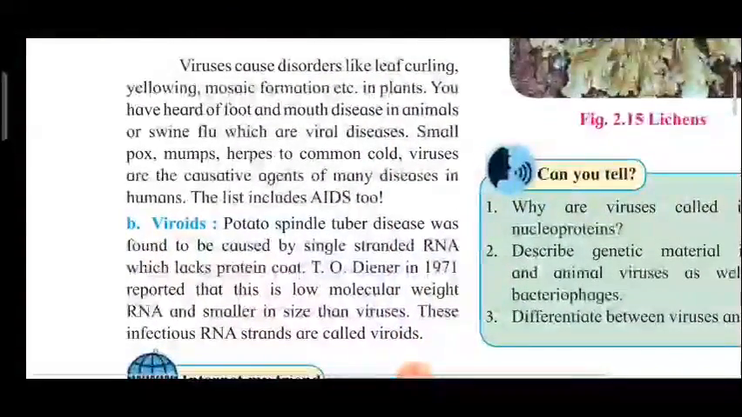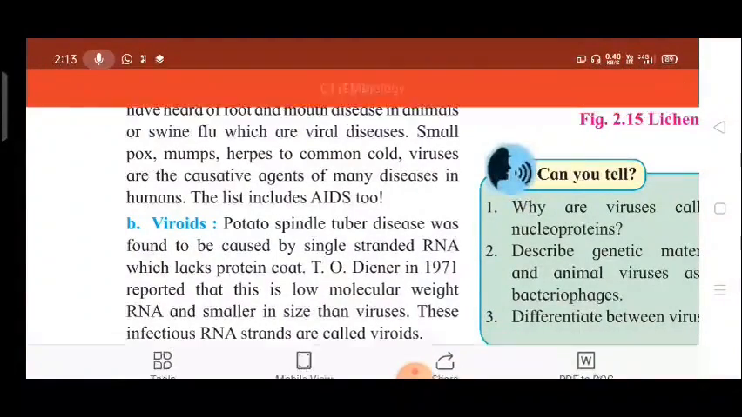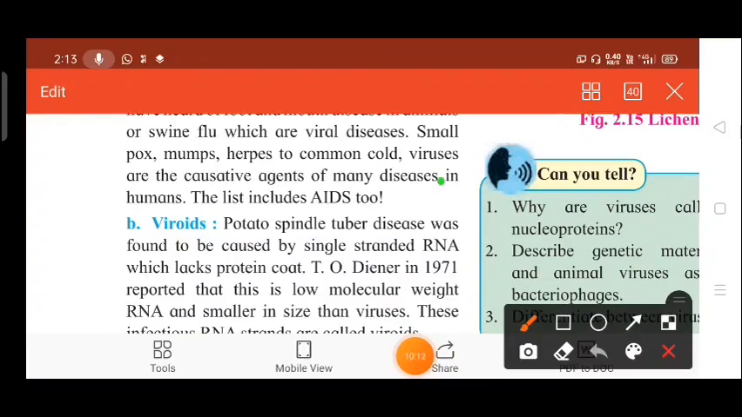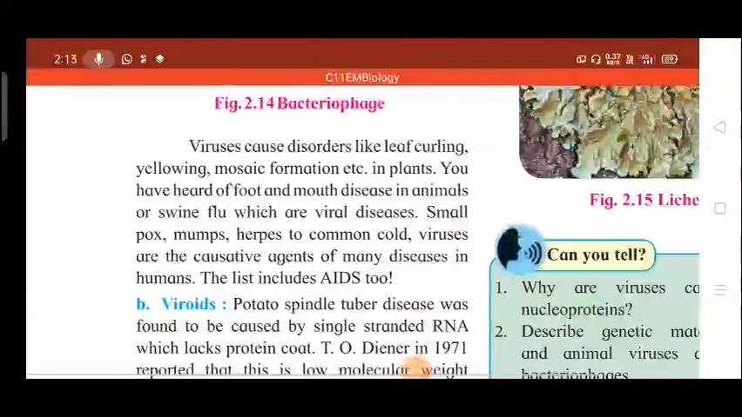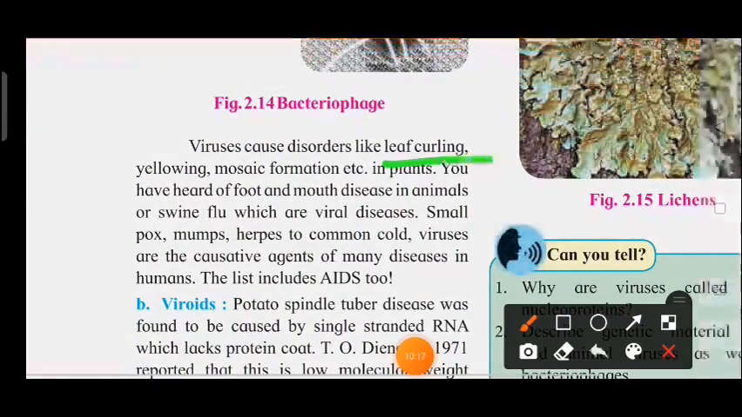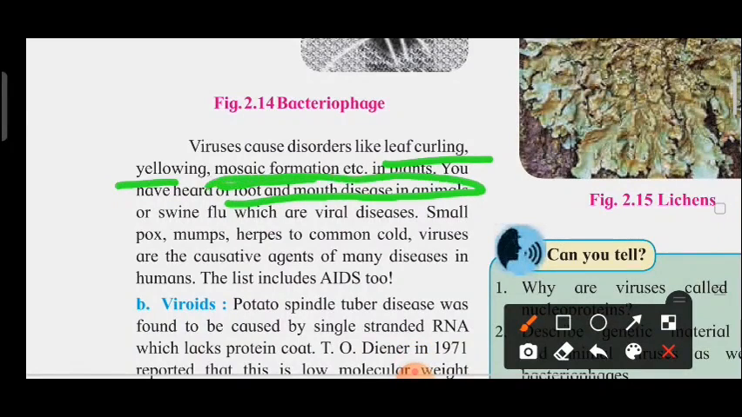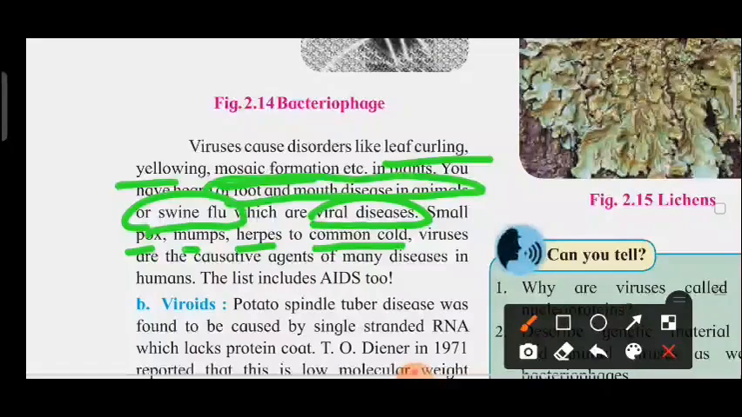Viruses cause disorders like leaf curling disease. In most plants we see leaf curling, yellowing or mosaic formation. You have heard of foot and mouth disease and swine flu in animals, which are viral diseases. Smallpox, mumps, herpes, to the common cold, viruses are the causative agents of many diseases in humans. The list includes AIDS too.